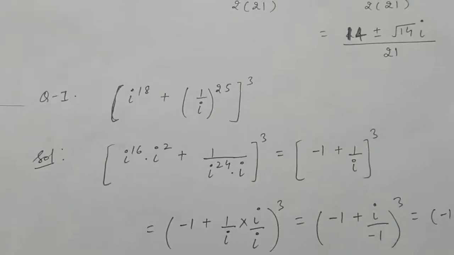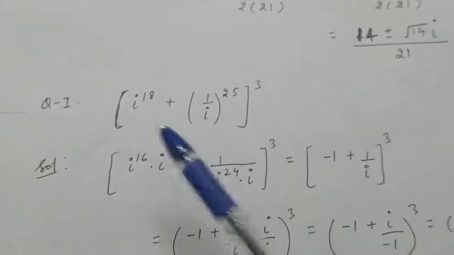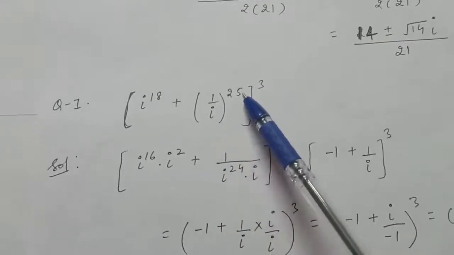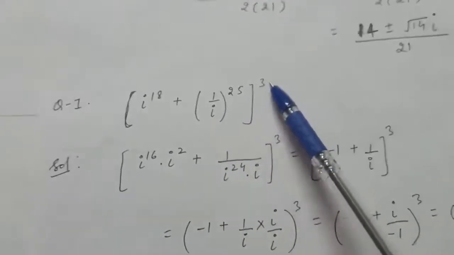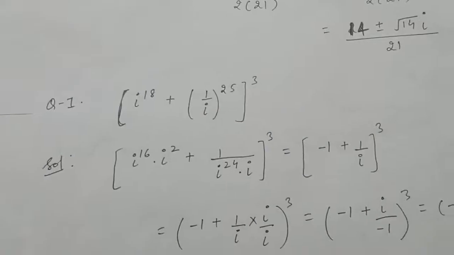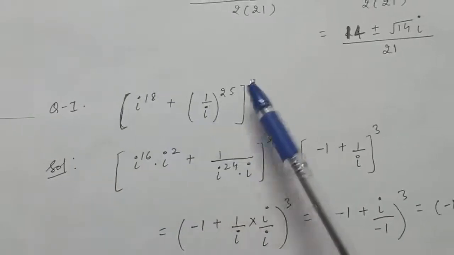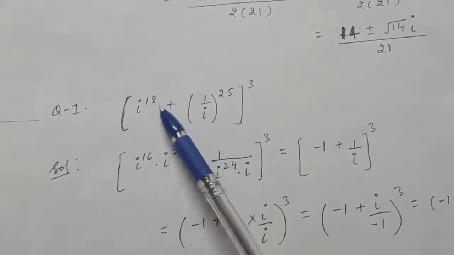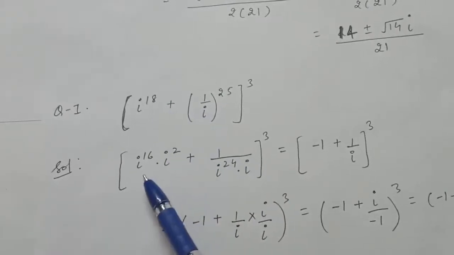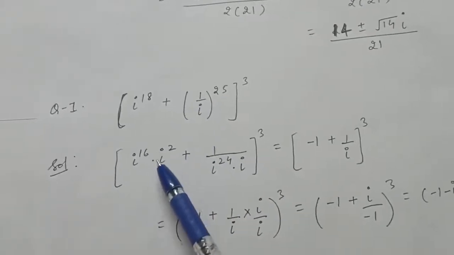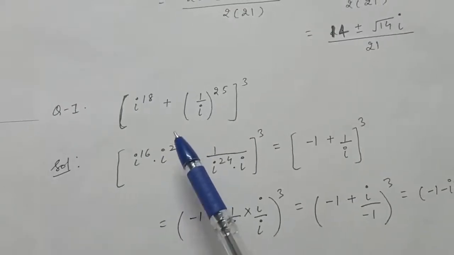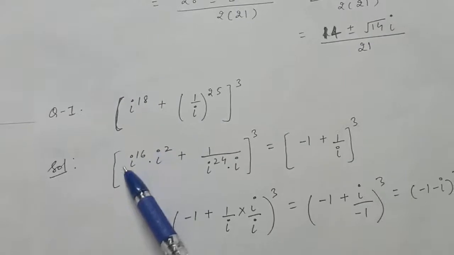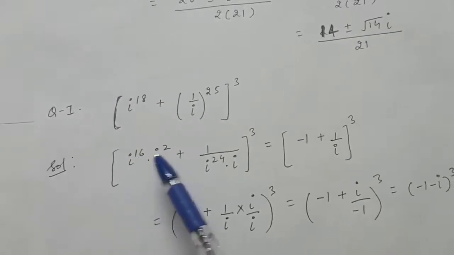You have to evaluate iota raised to the power 18 plus 1 upon iota raised to the power 25, whole cube. So see, instead of applying the identity of (x plus y) whole cube, first solve the powers of iota. So iota raised to the power 18 can be written as iota raised to the power 16 into iota square. Why we have written this? Because 16 is a multiple of 4. Therefore we know this is 1, right?